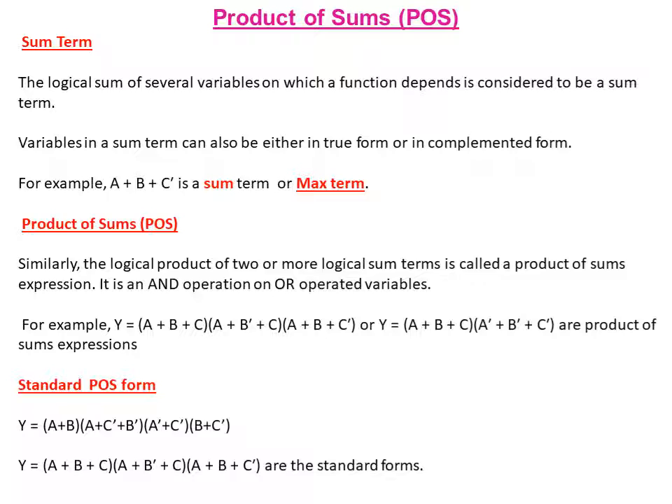Now, let's see the example. Here, in this question, it's a three variable one. But in the first sum term, one variable is missing, that is C. So this expression is a normal product of sum expression. Now standard POS form means each sum term should contain all the three variables in either complemented or uncomplemented form. This is called standard POS form.